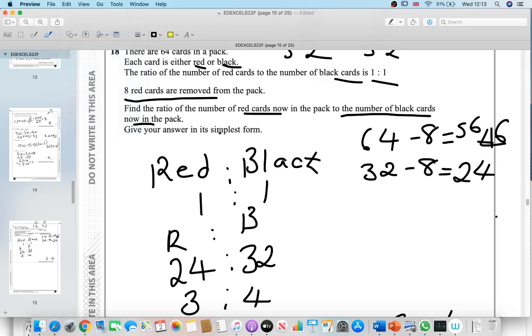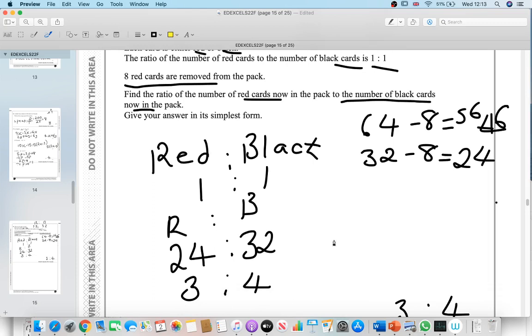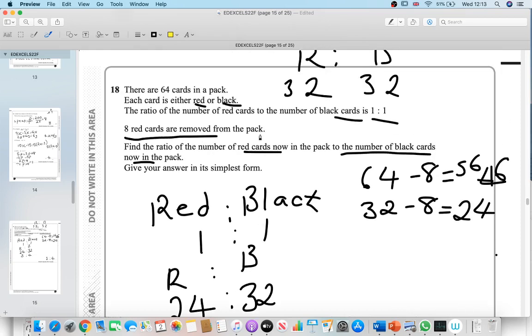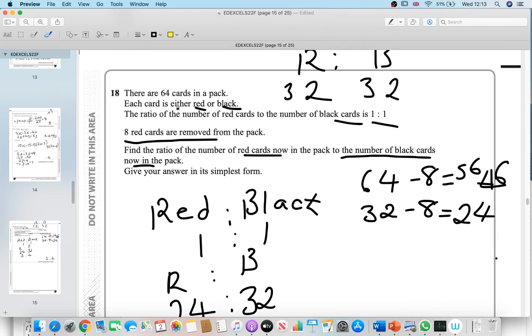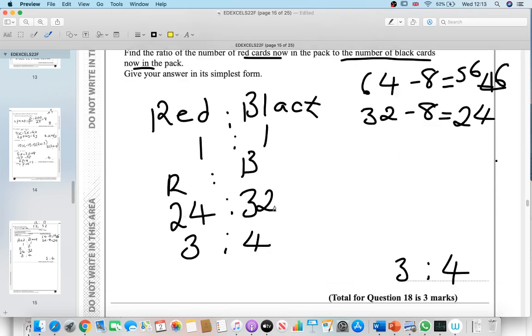Okay, so I believe 8 red cards are now removed. What I've done here, I think I've made a mistake. No, sorry, actually, I've not made a mistake. I'm right. So there will be 56 in total. 24 plus 32 is 56. So that is how I know. That is my answer.